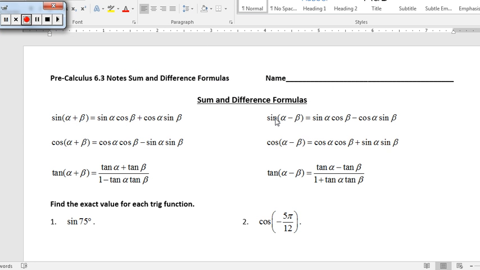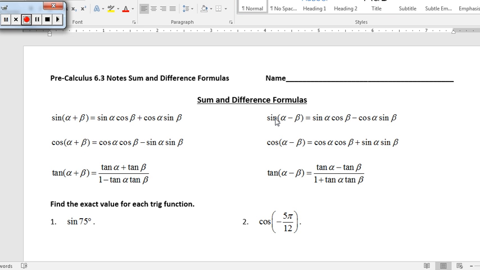Hello everybody. Today we're going to be working with our sum and difference formulas. The 6 formulas are here. There's one where we're adding alpha and beta, that would be 2 separate angles, and the other where we are subtracting. We use these formulas to find exact values for trig functions that are not on our unit circle.